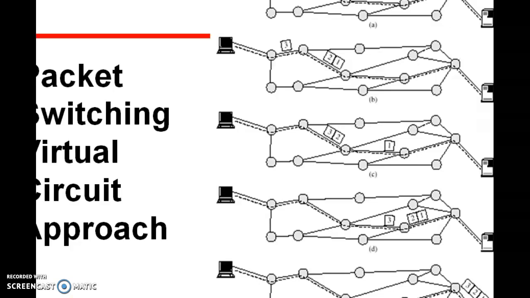The virtual circuit approach looks somewhat like this, where a temporary route has been established from source to destination and all packets follow the same route and reach the destination station.